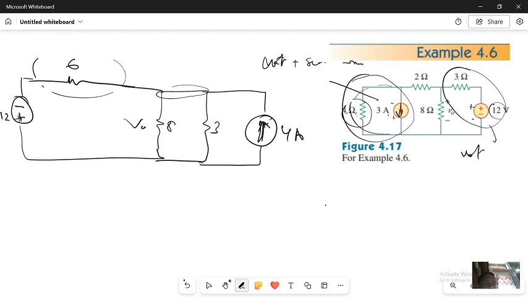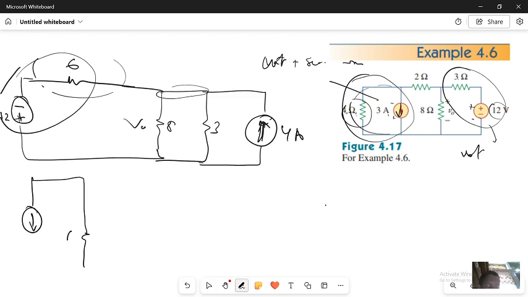When I want to find V0, let's say for example I am here, 12, 6. These 12 and 6, that is what? Voltage source and current source. I can transform it. How? I will have a current source in parallel with the resistor. So the current source is going in this direction, because of the plus and minus.